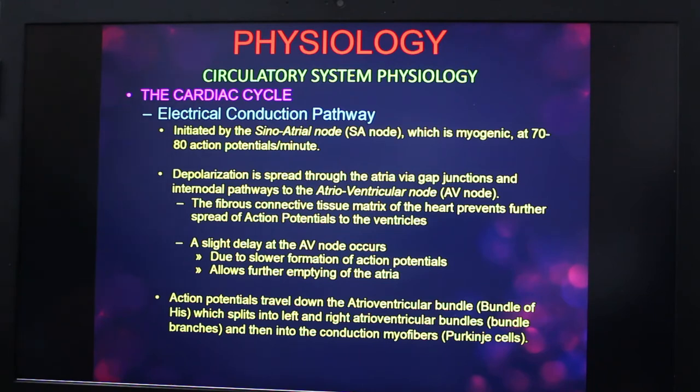The action potentials travel down the atrioventricular bundle, which is called the bundle of His, which splits into left and right atrioventricular bundles, the bundle branches, and then into the conduction myofibers, which are called the Purkinje cells.